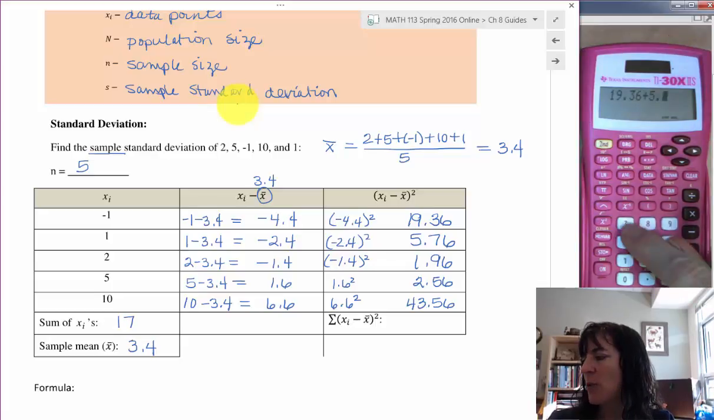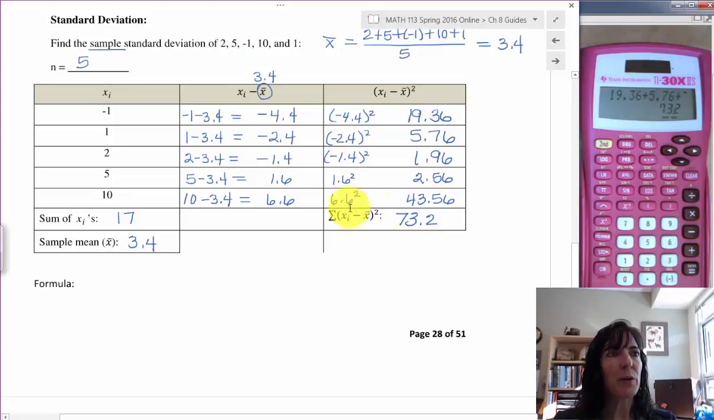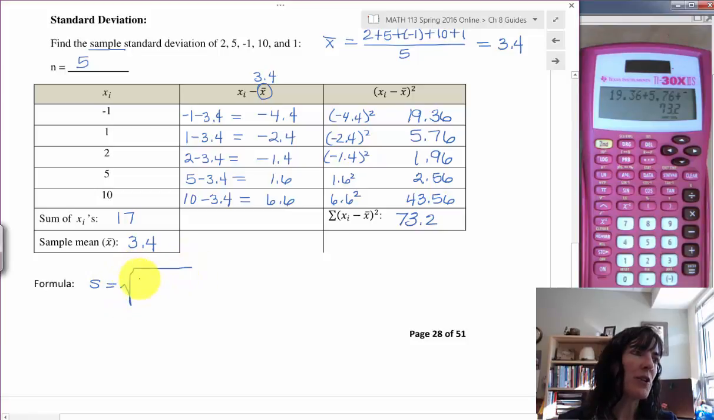All right, so let's add those up. 19.36 plus 5.76 plus 1.96 plus 2.56 plus 43.56, and I get 73.2. Now we have space here to write out the formula because I have just the numerator calculated, so I want to rewrite that formula. Remember, it is for a sample. So I'm finding the sample standard deviation, and it's going to be the giant square root, the summation of each x sub i minus the x bar that we came up with, square them, and then finally do the sum over n minus 1, because we are looking for a sample.